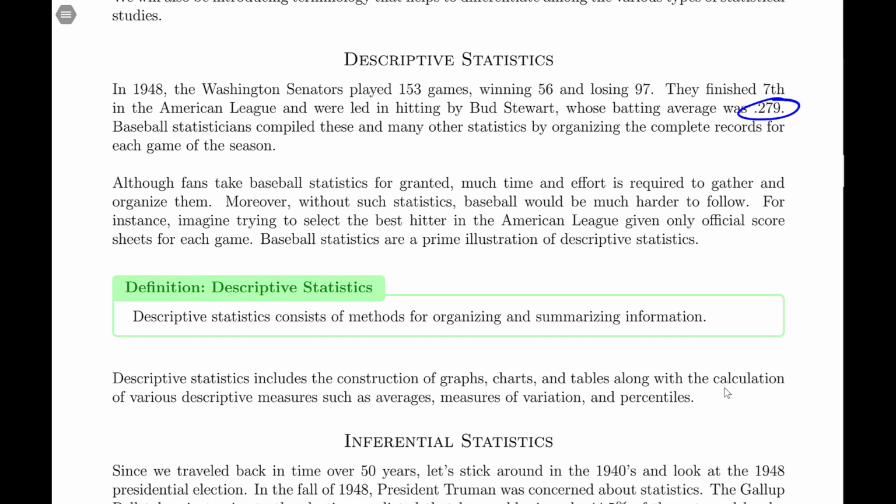Here's a definition that might be helpful. Descriptive statistics consists of methods for organizing and summarizing information. And descriptive statistics can include the construction of graphs, charts, and tables, along with the calculation of various descriptive measures such as averages, measures of variation, and percentiles. And we're going to talk about a lot of those in greater detail as we go on throughout the course.